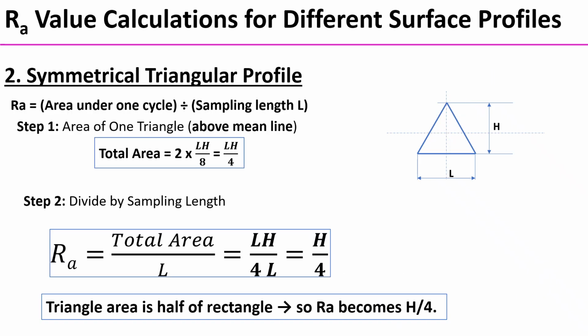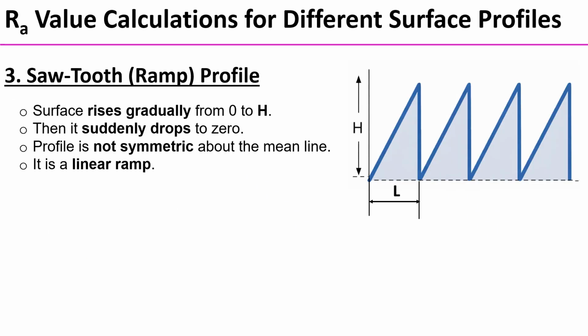Next we have to calculate the Ra value, that is the total area divided by the sampling length. The total area is LH by 4 and the sampling length is L. Then Ra equal to total area divided by L, which is LH by 4 into 1 by L. Here L will cancel. Then the Ra value is H by 4. So the triangle area is half of the rectangle, and the Ra value becomes H by 4. Next we have to look at another profile, that is the sawtooth profile.